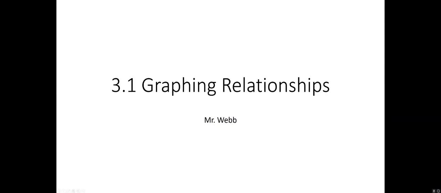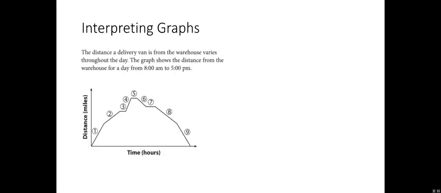Hi guys, this is for Unit 2, Module 3.1, or Lesson 3.1, Graphing Relationships. Interpreting graphs is the first segment about these relationships. We have a certain situation that occurs in life. Let's say a delivery van starts off at its warehouse. At 0 hours, it's at the warehouse, okay? It hasn't traveled anywhere. And then it varies throughout the day.